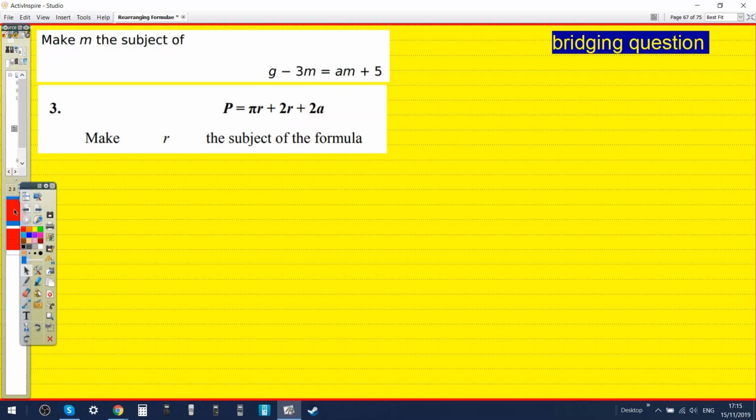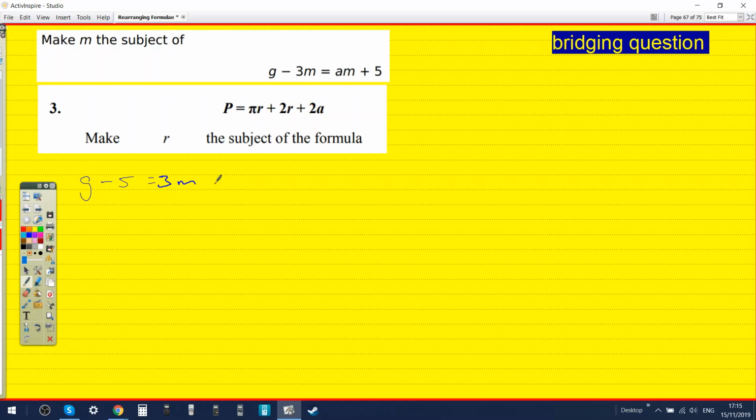Plus 3m and minus 5 on both sides. So g minus 5 equals 3m plus am. And then divided by a on both sides. So the problem here is, if you were to divide by a, you'd have to divide this over a, and so it'd still be on the right side.